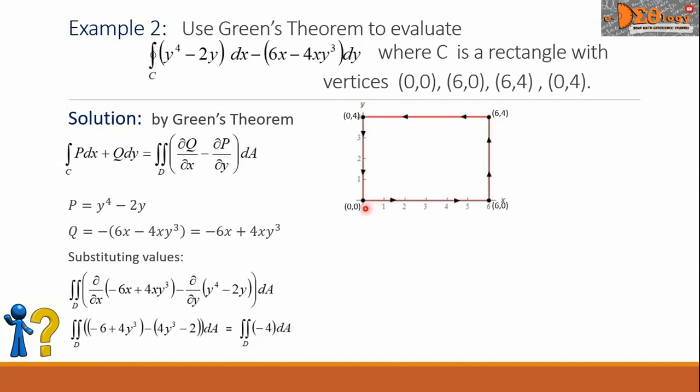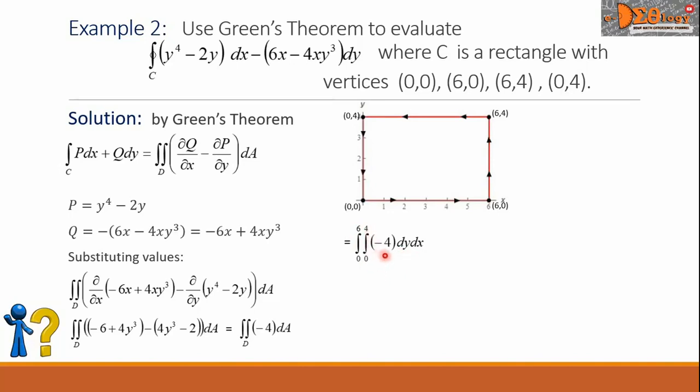Now let us draw our rectangle. The vertices are (0, 0), (6, 0), (6, 4), (0, 4). We redefine now our double integral formula. The dA becomes dy dx, and then let us write the limits of integration. For the outside integral, with respect to dx, the limits are 0 and 6 respectively. For the inner integral, with respect to dy, the limits are from 0 to 4.